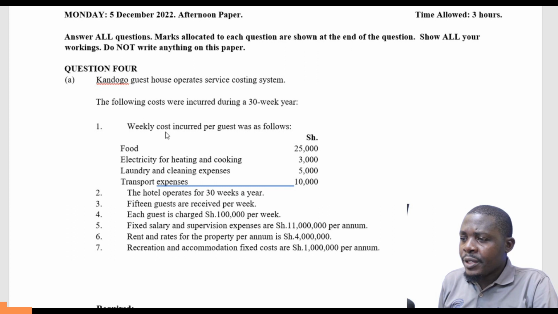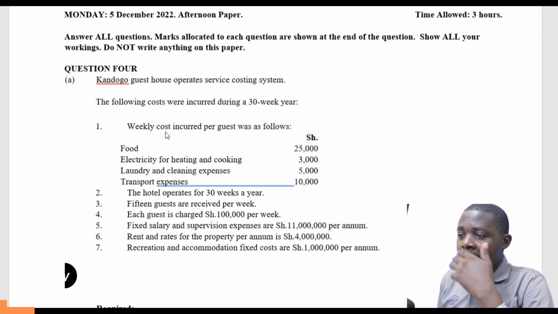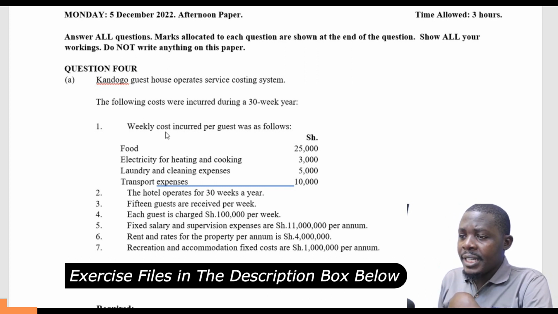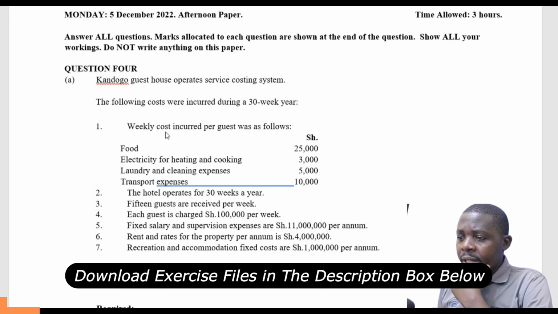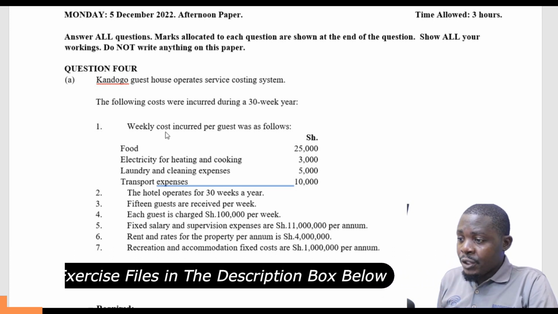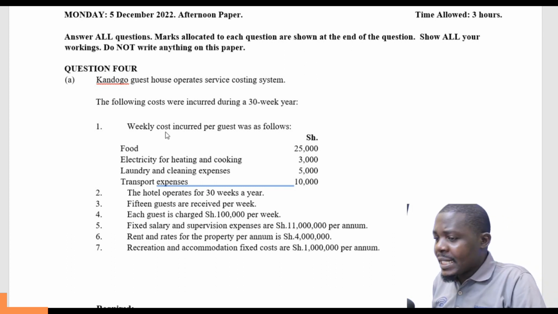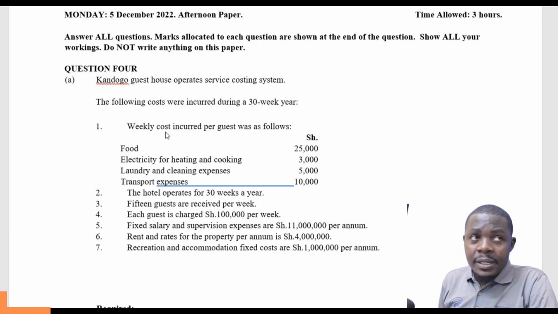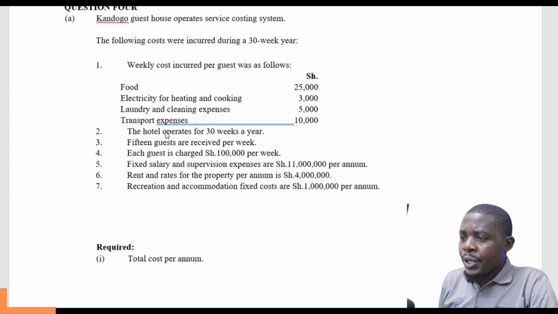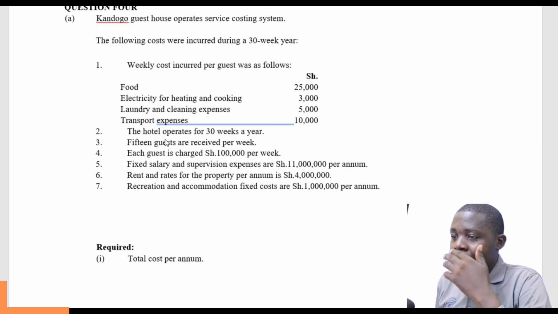The hotel operates for 30 weeks a year. 15 guests were received per week. Each guest is charged 100,000 shillings per week. Fixed salary and supervision expenses are 11 million. Rent and rates for the property per annum are 4 million. Recreation and accommodation is 1 million. Then we are told to determine the total cost per annum.